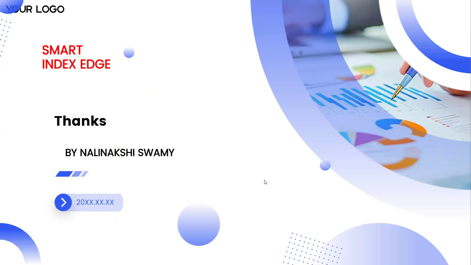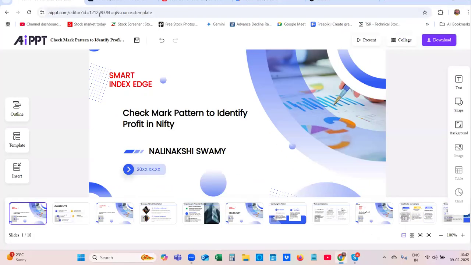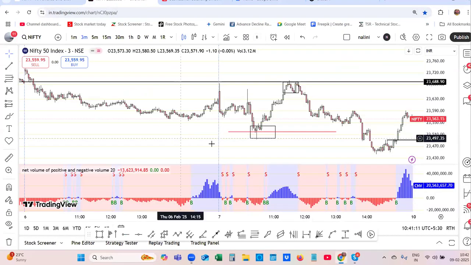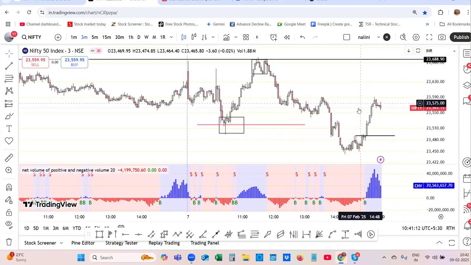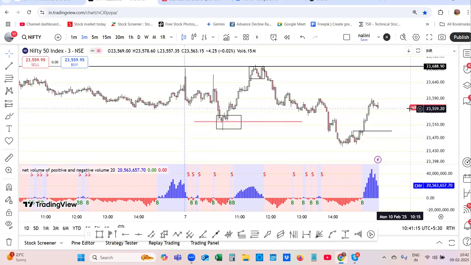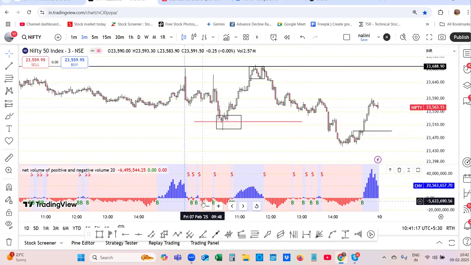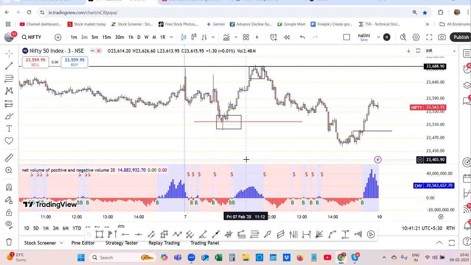Let me go to the real chart. Let me explain how you can identify this check mark pattern. So I'm taking you to the Nifty chart. Already I've put all the indicators. I can put only this indicator, net volume. Later I will show you.